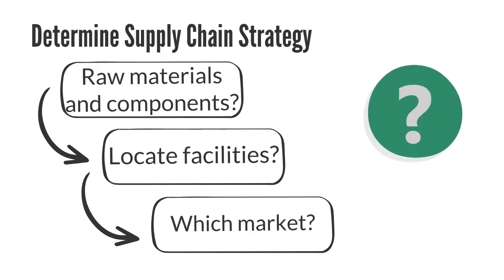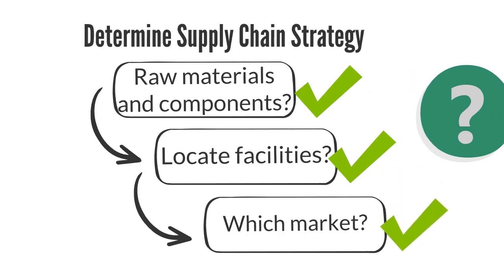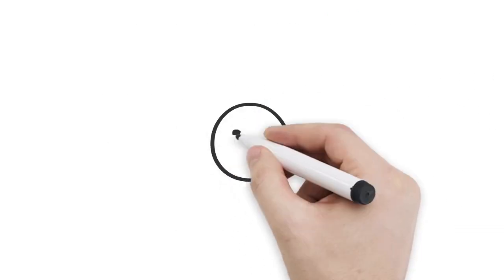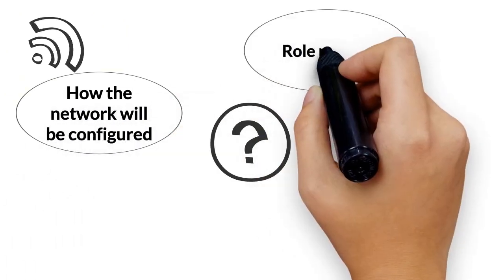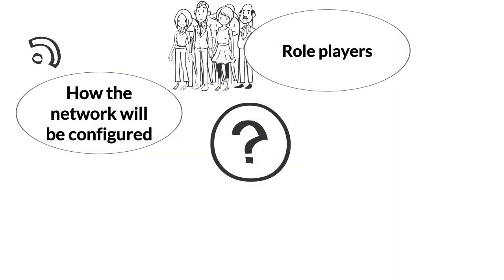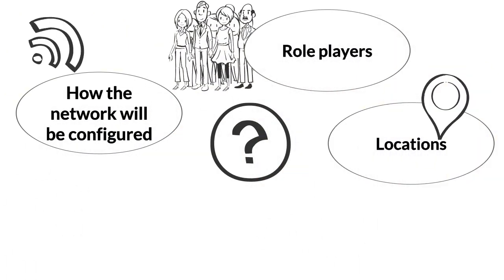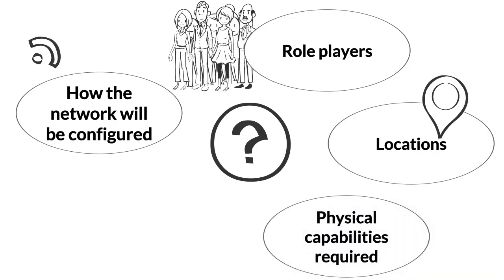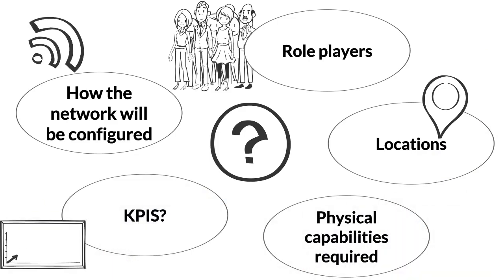With those questions answered and viewing the whole supply chain network, some further decisions need to be made based on how the network should be configured, role players' responsibilities in the network, where each part of the network should be located, what physical capability requirements are in each part of the network, and what KPIs should be focused on.